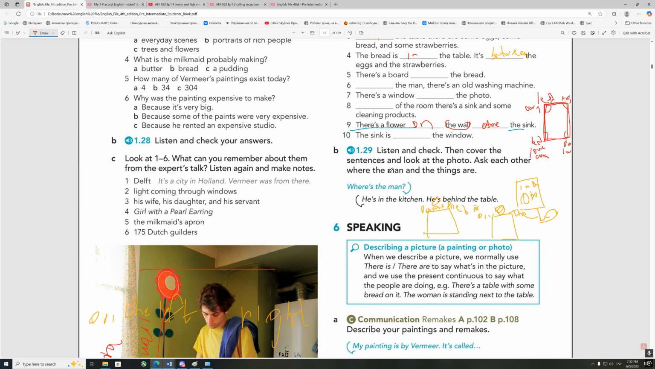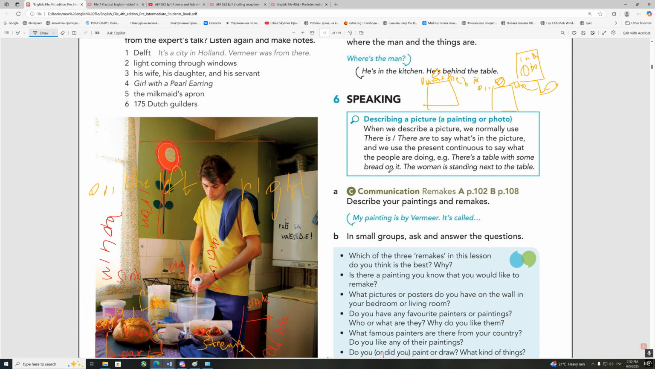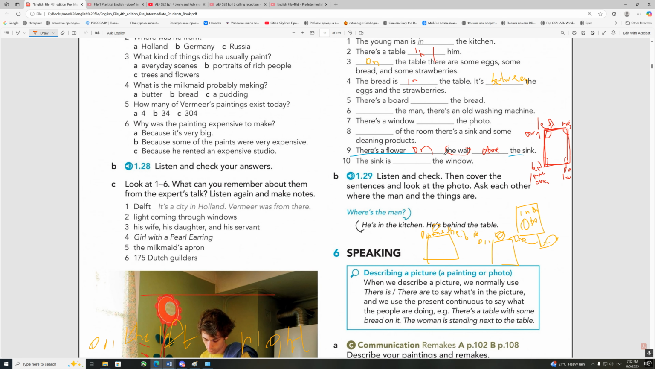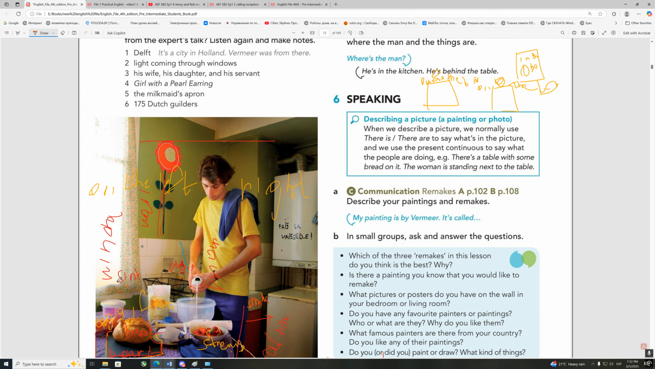The sink is... where is the sink? Behind? The window. No, it's on the same line. It's not behind the man. It's on the same line with the window.